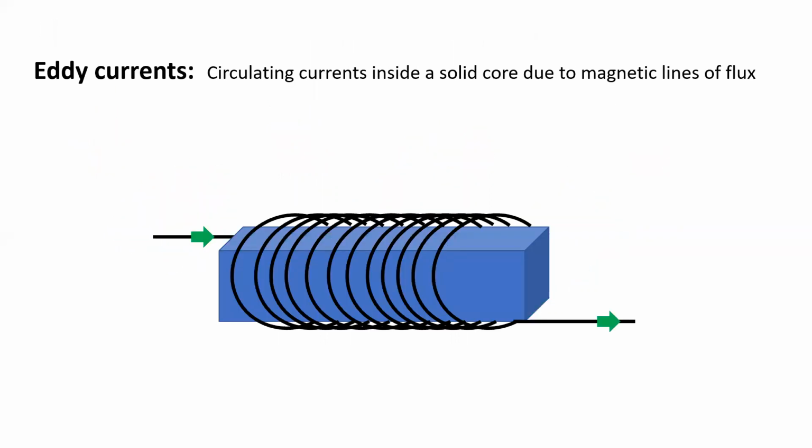The second one is called eddy currents, and those are circulating currents inside a solid core due to magnetic lines of flux. And when we get the circulating current inside the core, it causes heat to be produced. Now, what we do to prevent this is we slice the core up into very thin sheets, and then we laminate every sheet so there is no electrical connection between each sheet of the magnetic core. And we see that in transformers and motors and pretty much anything that utilizes electrical magnetic lines of flux in order to function.